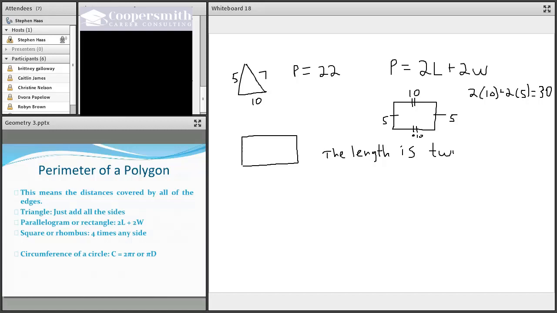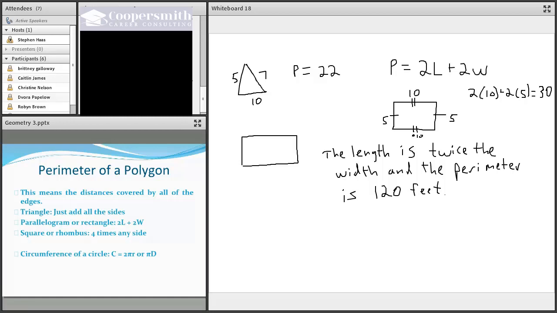is twice the width and the perimeter is, let's say, 120 feet. And then you're asked, let's say, to find the length. That's a very common type of problem.